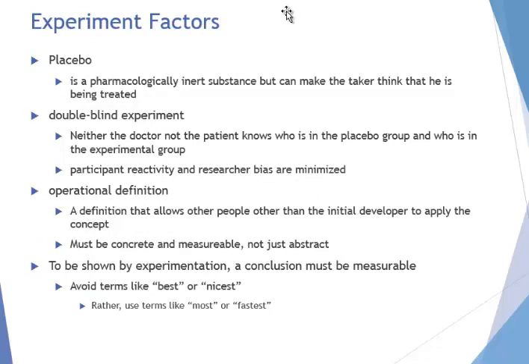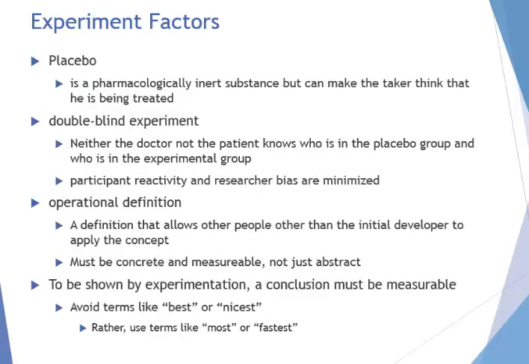Then there are some other aspects regarding factors in experiments. Number one is a placebo. A placebo is a pharmacologically inert substance, which means it does nothing. For example, if I want to test whether a headache medication works, well, if I just give 10 people the medicine and 10 people I give nothing to, and the 10 people that I give the medicine to do better, it's possible that it had nothing to do with the pill itself.